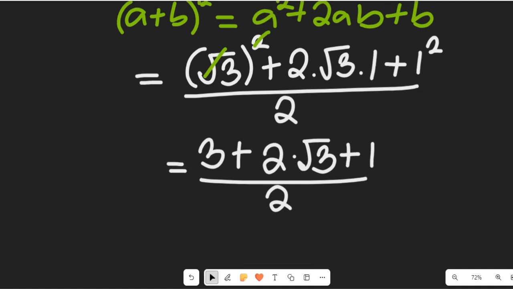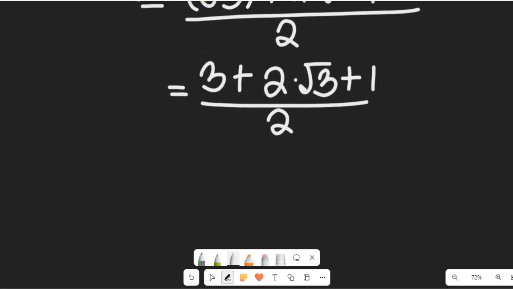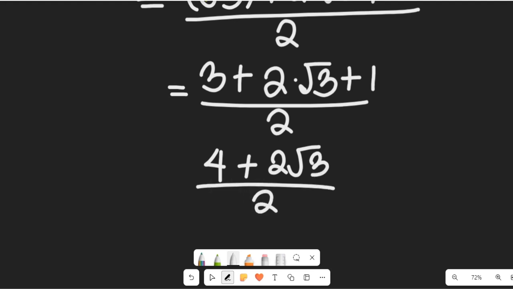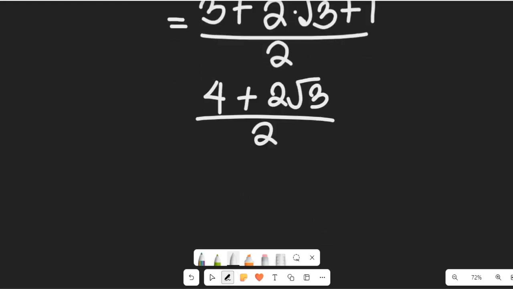So the numerator is now simply going to give me 3 plus 1, which is 4, so 4 plus 2 root 3, divided by 2. If we check, you'll find out that 2 is common.